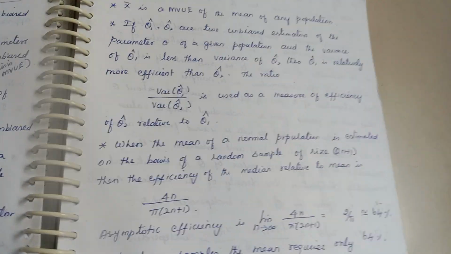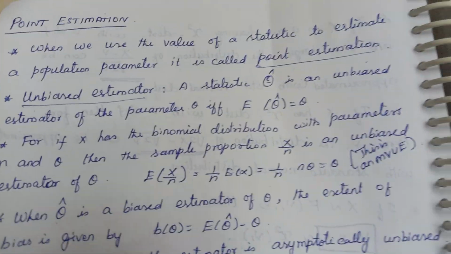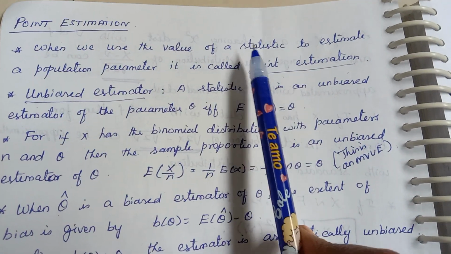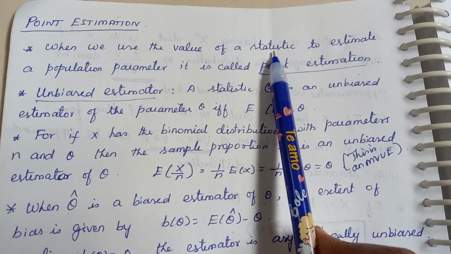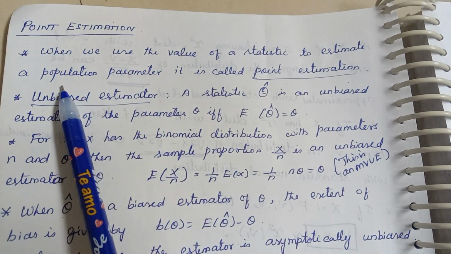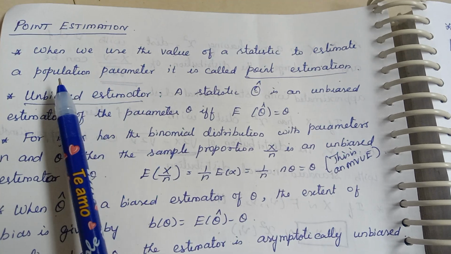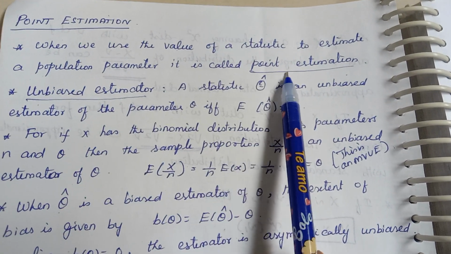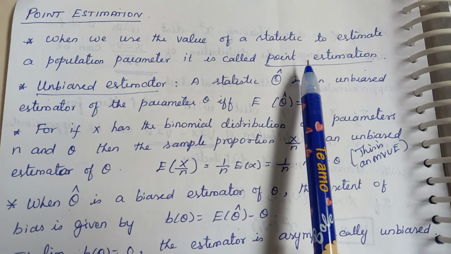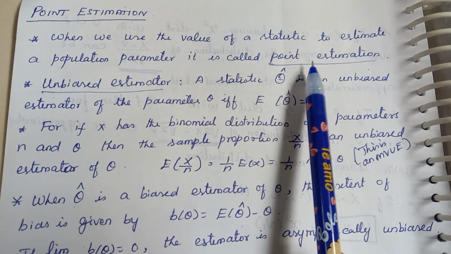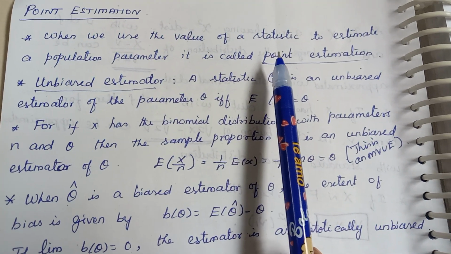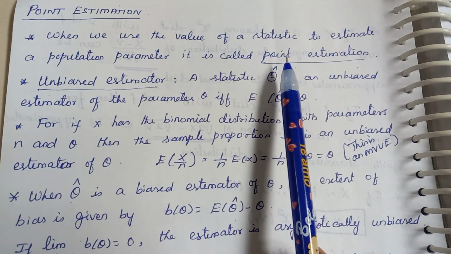First let us start with point estimation. When we use the value of a statistic, meaning the measures of the sample, to estimate a population parameter, meaning the measures of the population, it is called point estimation. Simply, when we calculate the population mean or variance from the sample mean or variance, it may or may not give you the exact value, isn't it?